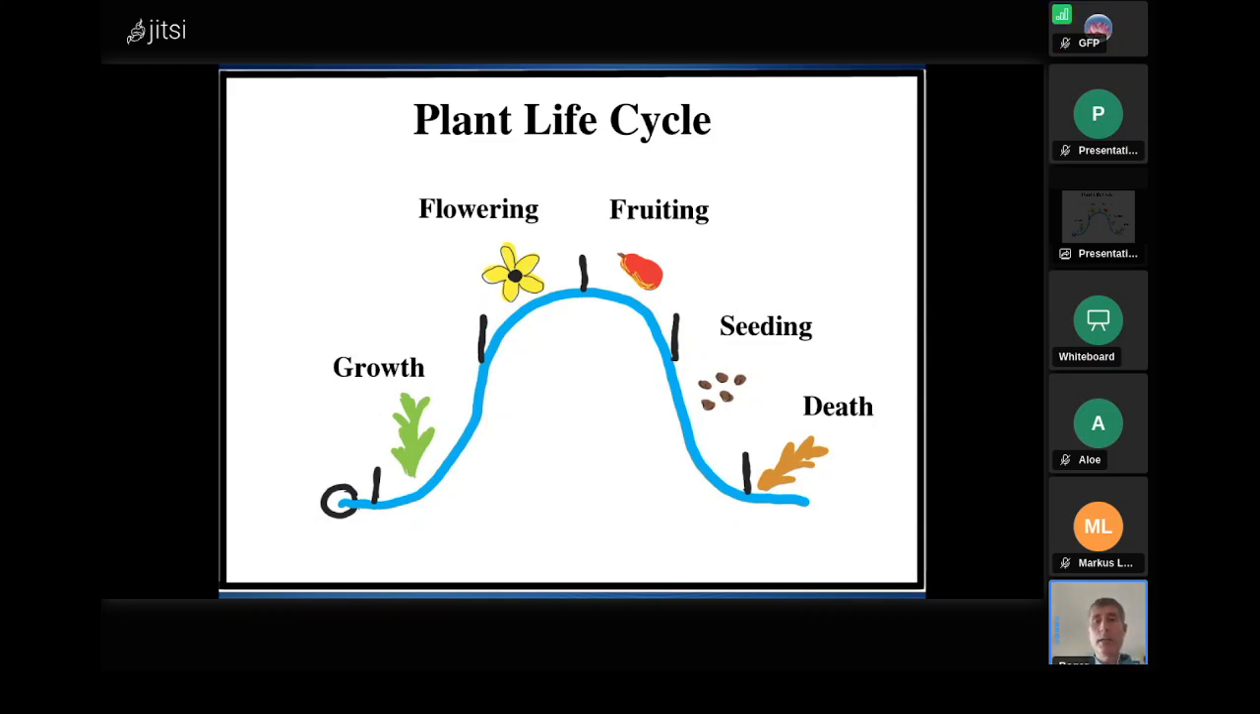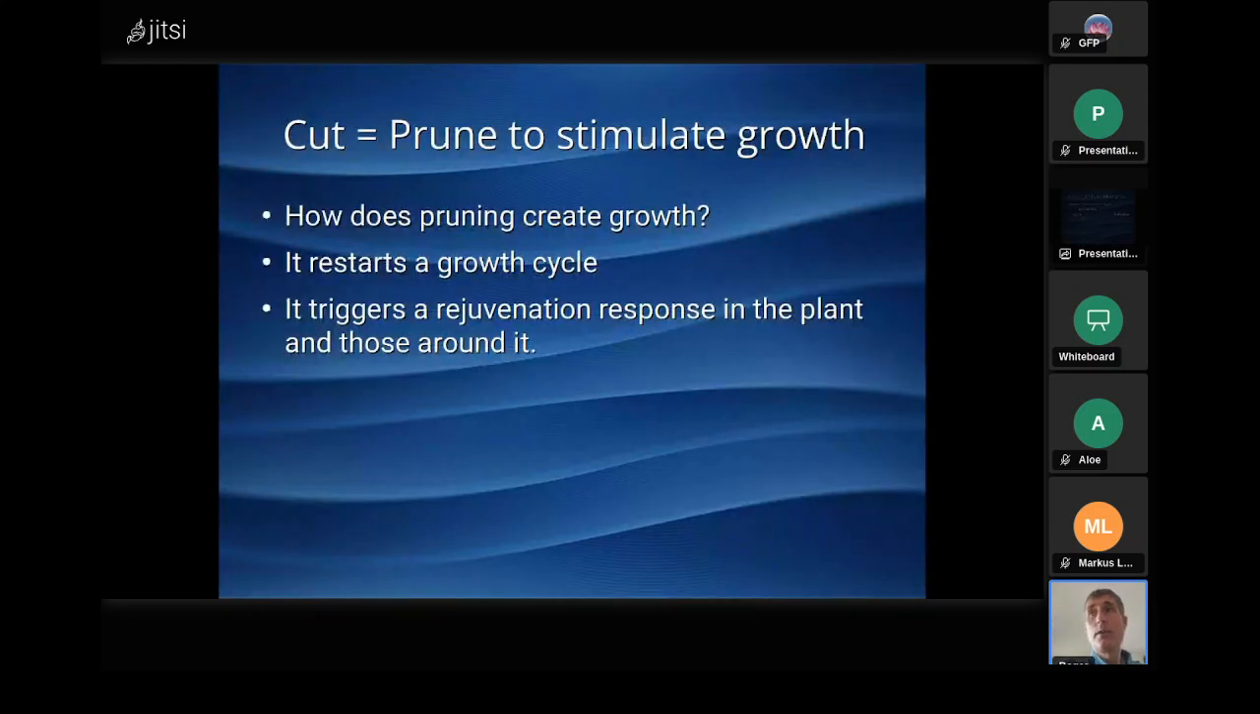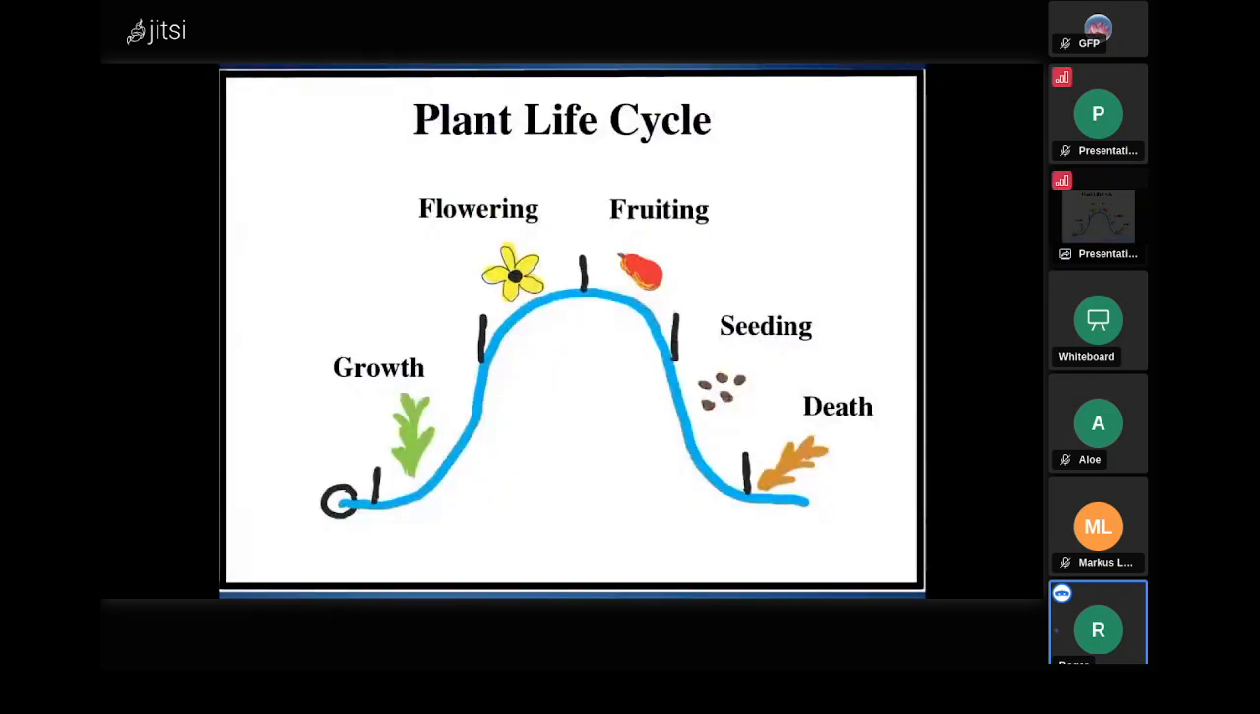This is just a very generic understanding. When we come in and prune a plant that is, let's say, in the flowering, fruiting, or even seeding stage, it sets that plant back to the growth phase again. It's a rejuvenating signal. 90% of plants, when you prune them, grow back. So how does it create a growth response? It's just resetting. It's like the fountain of youth for a plant, resetting it back to that growth phase.